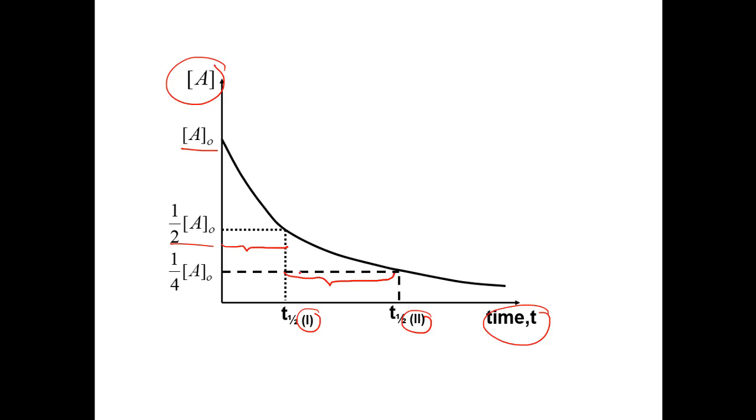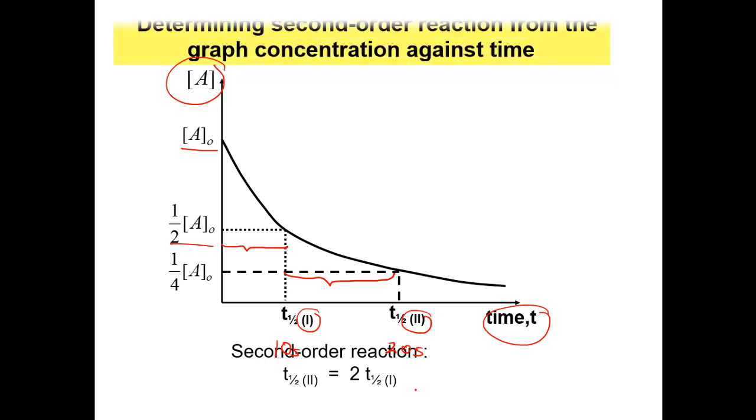Okay, katakanlah first half-life awak 10 saat, your second half-life tu should double, 20 saat. Sebab apa? Half-life is inversely proportional to your concentration. Dia 2 kali ganda. Your second half-life tu is twice than your first half-life.